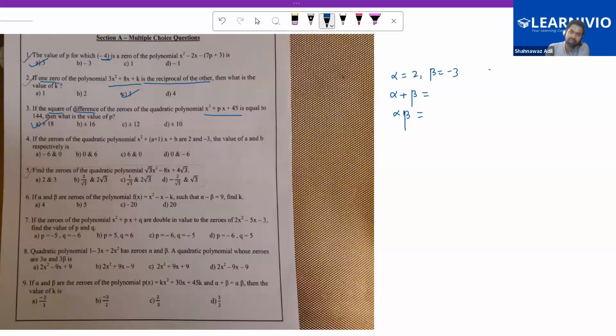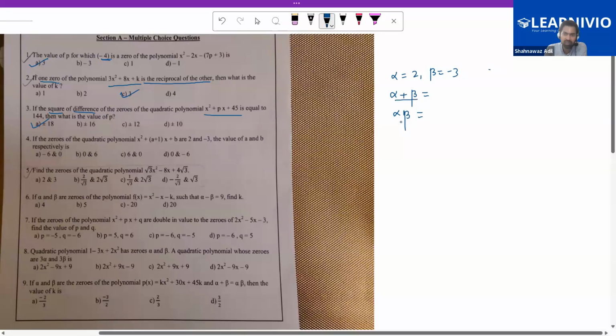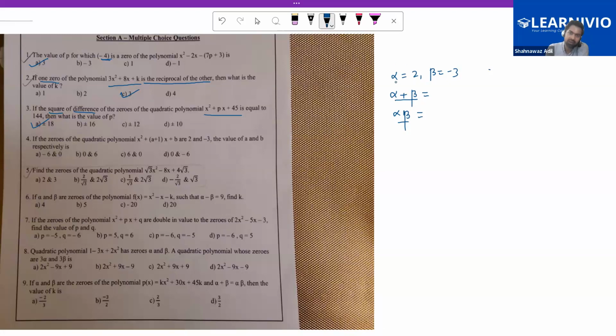Yeah, so in this chapter, the most important thing that we have learned is that the sum of the zeros and the product of the zeros, right? These are the things that we know. They have already given the zeros, that they are 2 and minus 3. So you already know the value of the zeros, right? What is the polynomial that we have? The polynomial is x square plus (a plus 1)x plus b. This is the polynomial.